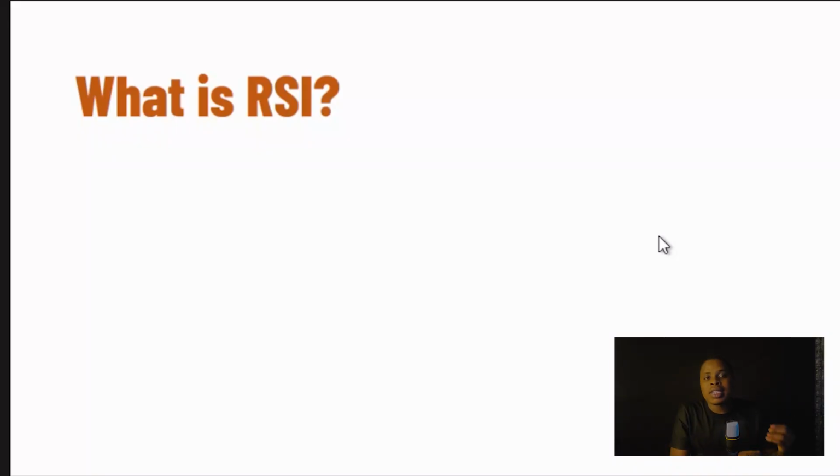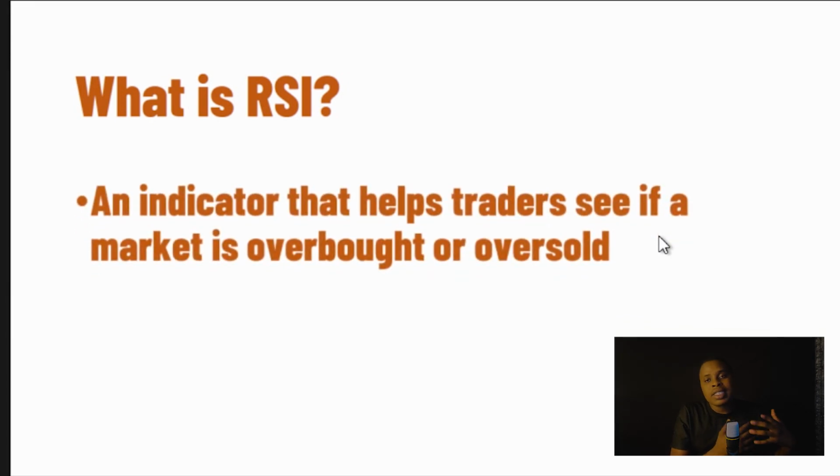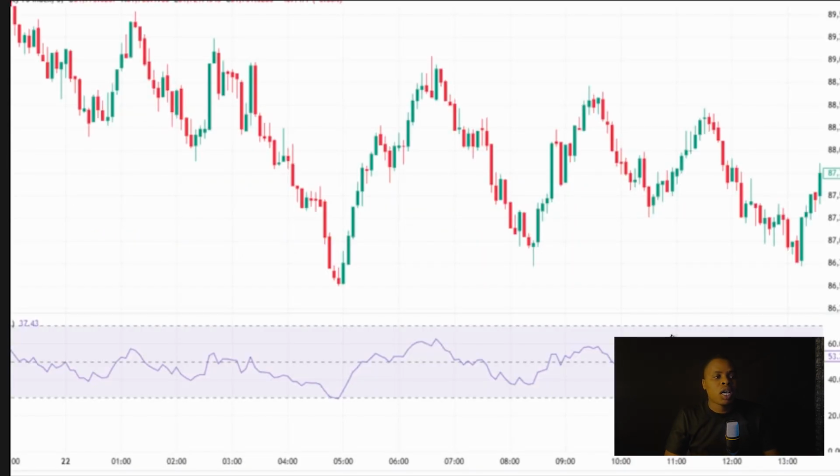So briefly, let's talk about what the RSI is. The RSI is the Relative Strength Index, which is an indicator that helps you see if the market is overbought or oversold. So what do we mean by overbought or oversold? The RSI measures its values from 0 to 100. If the market goes below the level 30, it is considered oversold, which means there was a lot of selling pressure and selling activity in that market, and now it is probably time for the market to reverse and the buyers to take charge. This is traditionally how the RSI was created.